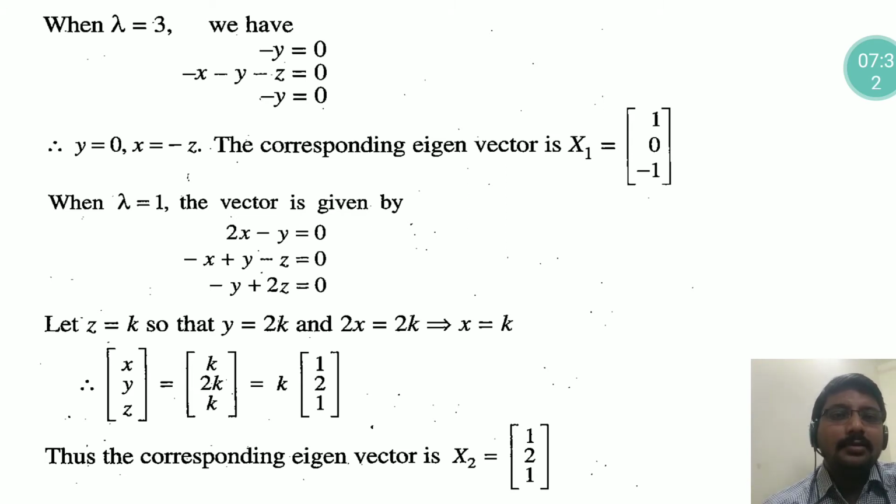Similarly for lambda equal to 1, for the eigenvector, we have to take A minus lambda I of x equal to 0, replacing lambda equal to 1, and the system is equated to 0. So we will have 3 equations here, and assigning one arbitrary constant to one variable, that is z, as k, so that y is 2k, x is k. In general we can take k as 1. Thus the corresponding eigenvector x2 is matrix of 1, 2, 1. It is the second eigenvector corresponding to the eigenvalue lambda equal to 1.